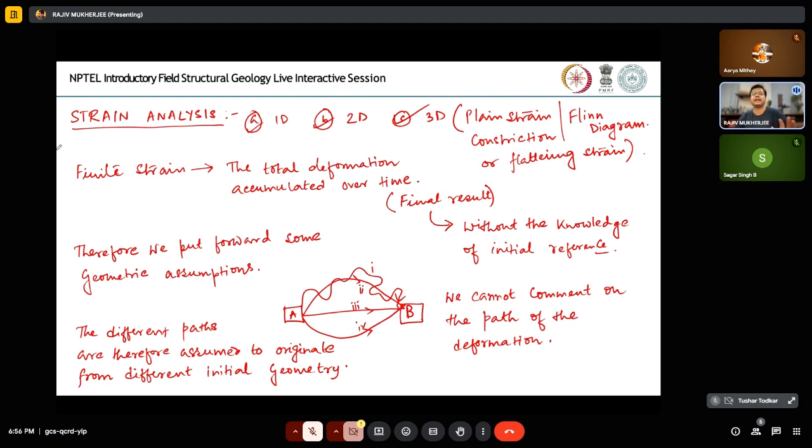That is why they are resulting in the same object. And the logic is that if A, B, C are different objects initially and they took the same path for deformation, then obviously they would result in different objects after deformation. But since they are all converging towards the same final object, the path has to be different for all of these different initial objects. So that is why we put this assumption a priori on the initial geometry, and we infer subsequently in which path the deformation has taken place.